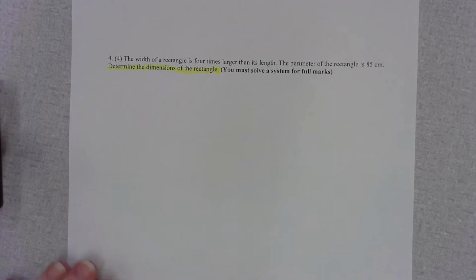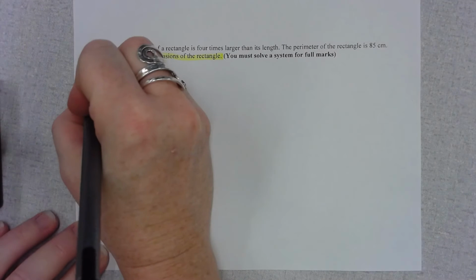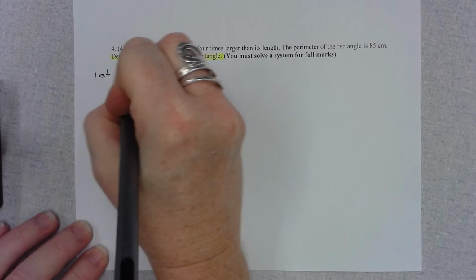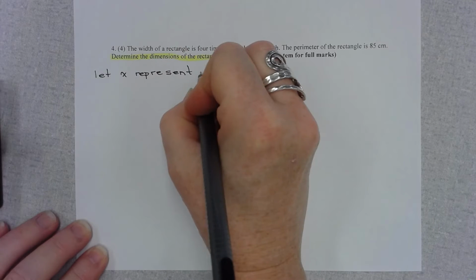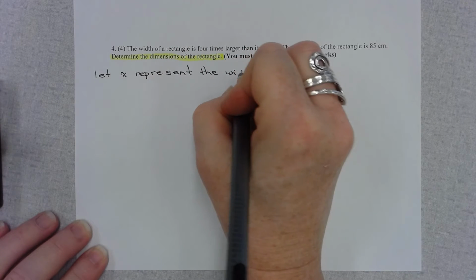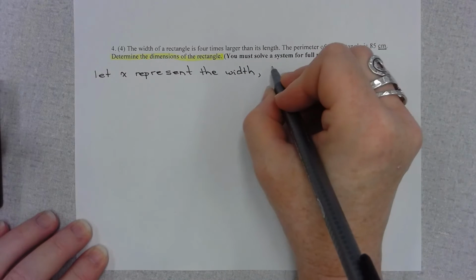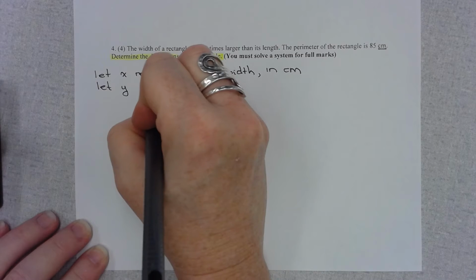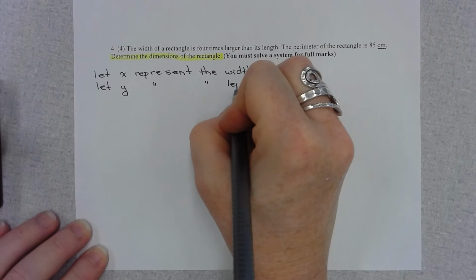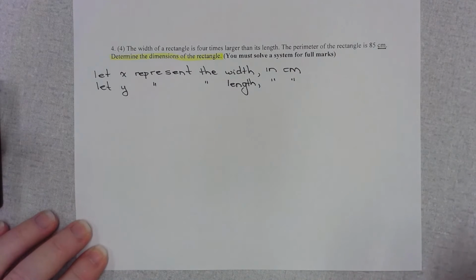We know that dimensions are length and width when we're dealing with a rectangle. So we're going to let x represent the width of the rectangle, measured in centimeters. And we're going to let y represent the length, again in centimeters. Now we need to look for the rest of the information in the question.